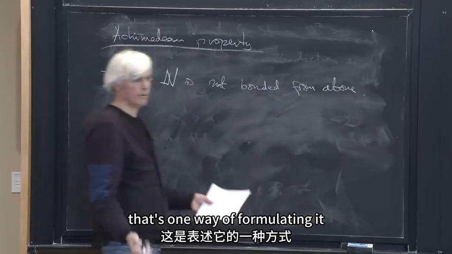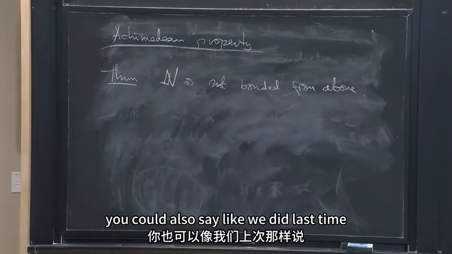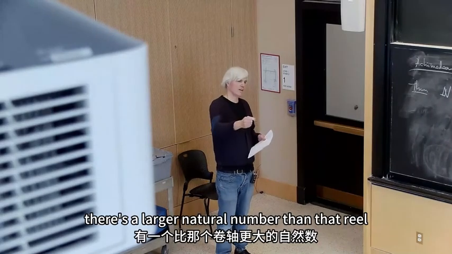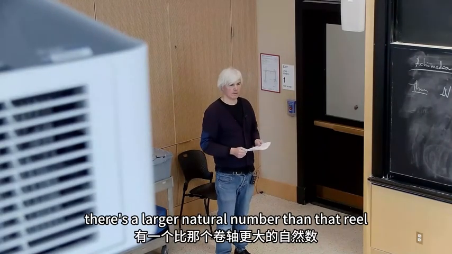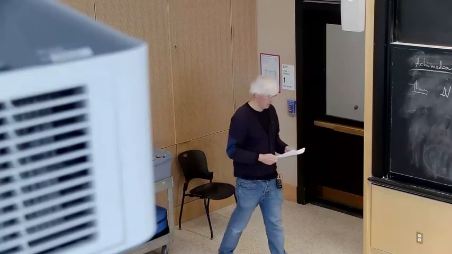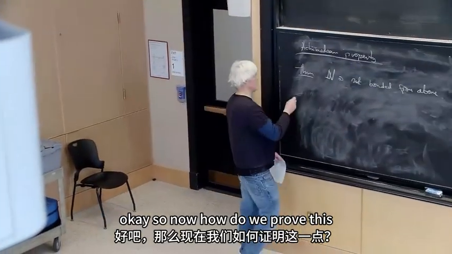Right. That's one way of formulating it. You could also say, like we did last time, that whenever you take a real, there's a larger natural number than that real. Right, that's the same. Okay, so now how do we prove this?